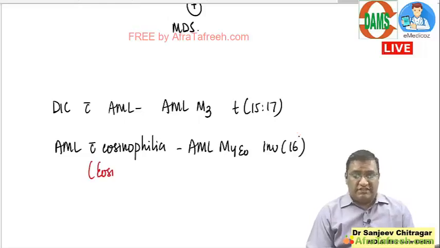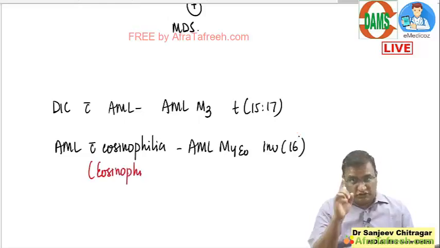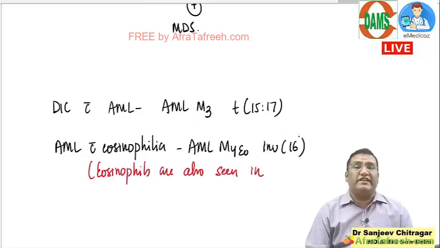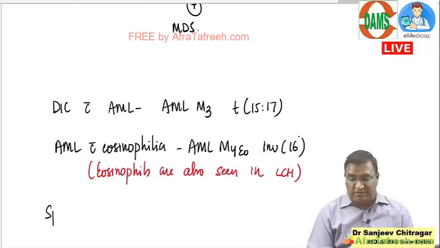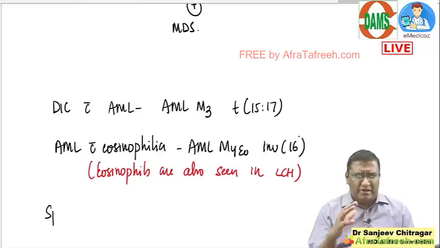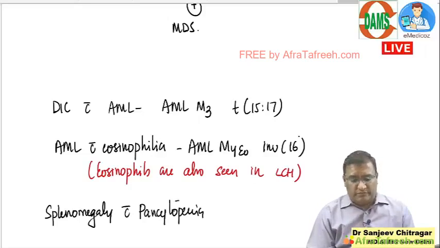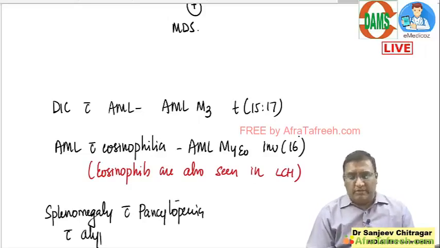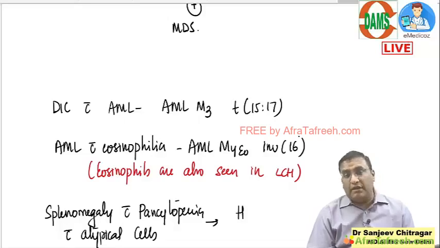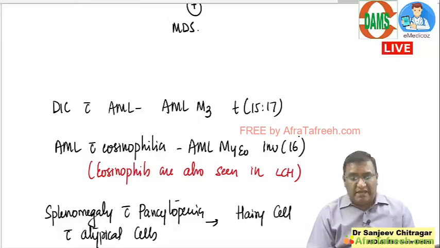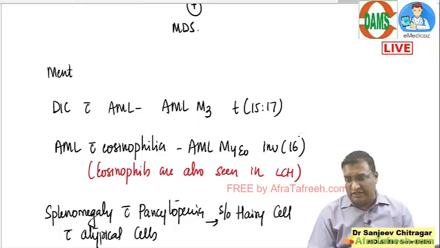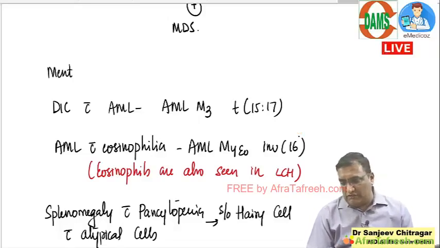In inversion 16. Remember, eosinophilia was also seen in LCH, but LCH will present with lytic lesions in the bone, not AML. AML will not present with lytic lesions in the bone, and AML is more of adults, not childhood. Then splenomegaly with pancytopenia and atypical lymphoid cells in the blood is suggestive of hairy cell leukemia.